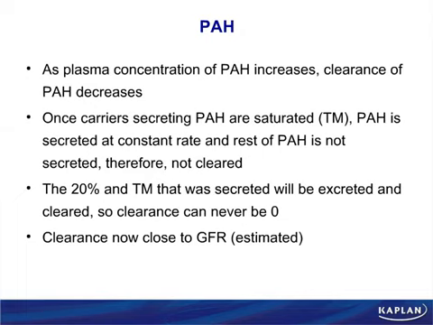So the clearance will decrease, and it will approach the clearance of inulin, but it will not equal the clearance of inulin. Remember, the 20% that was filtered plus the transport maximum that was secreted will always be excreted and cleared. So the clearance can never reach 0. But once again, the clearance now is close to GFR. So we can use this to estimate GFR. So at very high concentrations of PAH, the clearance estimates GFR, just like creatinine. Again, I use the term estimate because you still have a small amount that you are clearing.